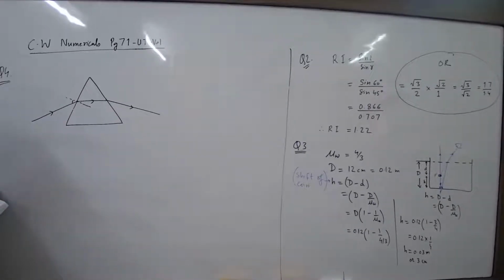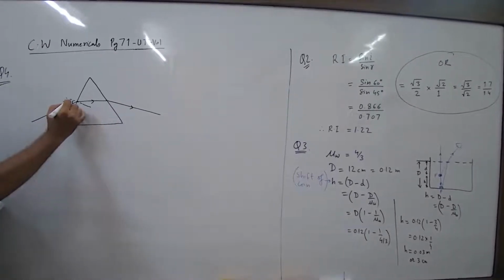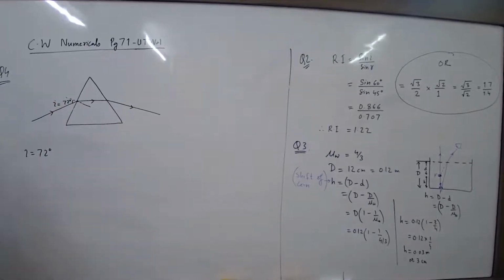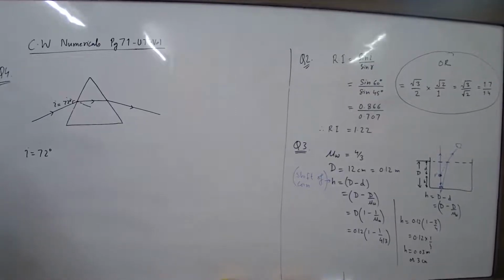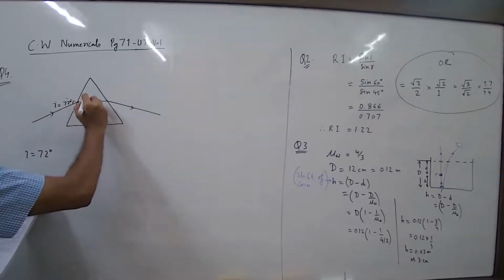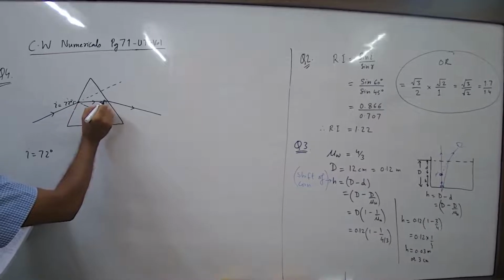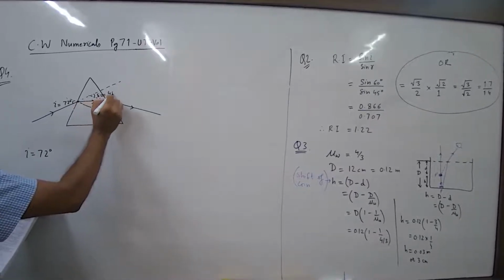Okay, so the ray of incident light. What is angle of incidence? i is equal to 72 degree, right? So this is the angle of incidence. Then what is given? It is deviated through an angle of 45. What is angle of deviation? So this is the angle of deviation, and this is given to be 45 degree.